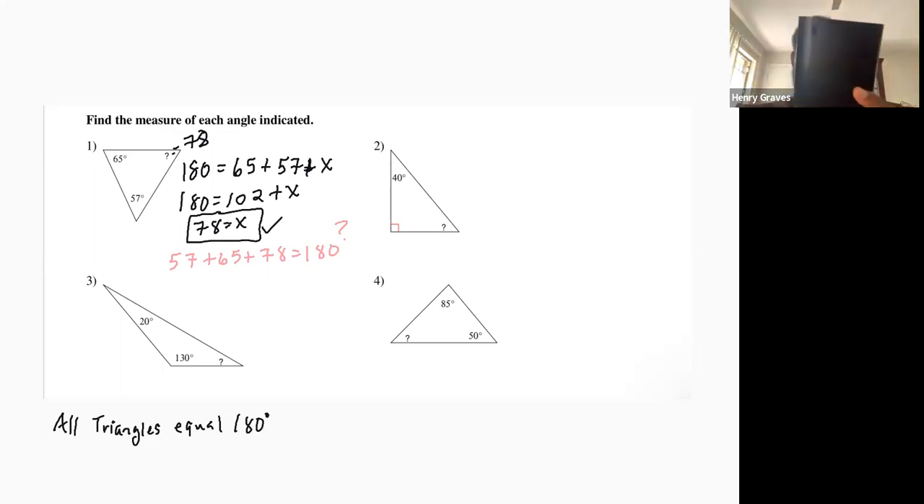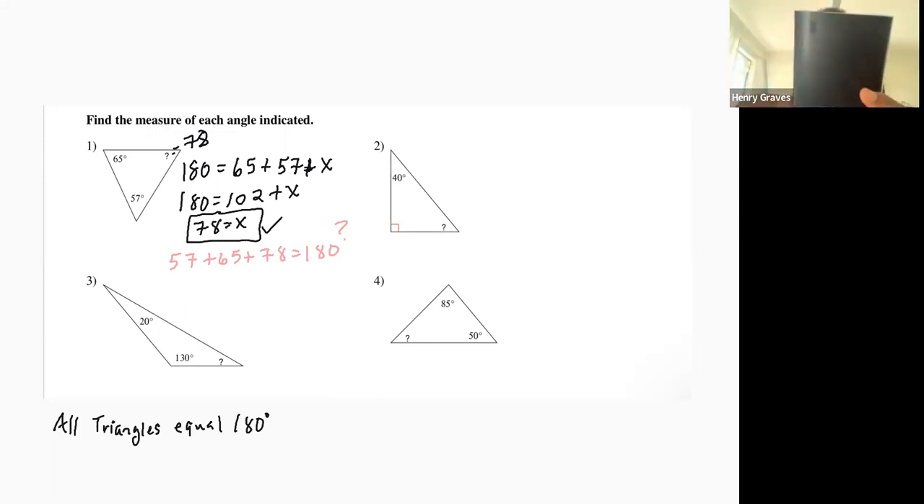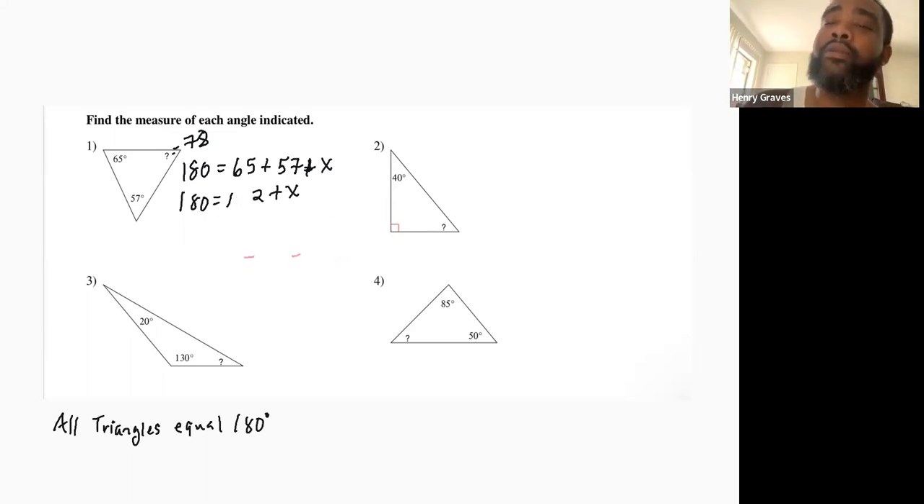So I'm going to do 57 plus 65 plus 78. Wait a minute. 57 plus 65. How's that 200? What am I doing wrong? 65 plus 57. Oh, it's not 102, it's 122. What the freak? That messes all of this up. I'm not going to go back and re-edit this video. No. Just not going to do that. I'm going to do 122 here. There we go.